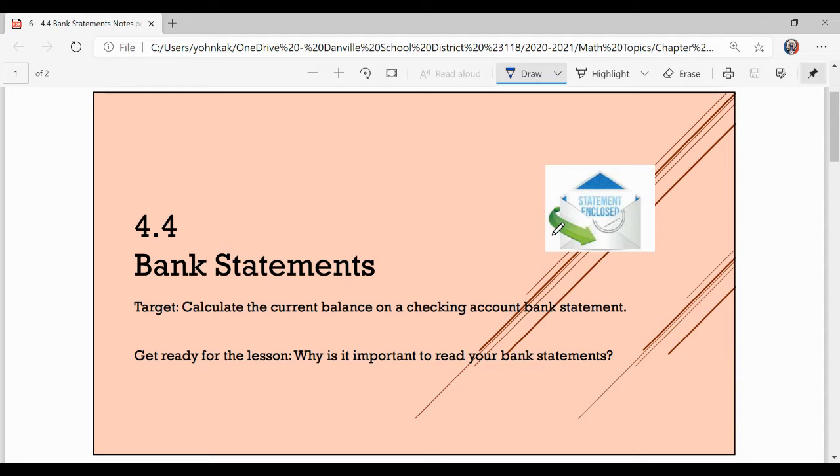So why is it important to read your bank statements? Well, there's lots of reasons. One, you should read your bank statement to make sure that there's no weird activity on your account, maybe after someone steals your identity or gets a hold of your PIN on your debit card. Another reason is to make sure that your check register and your bank statement balance. That way, you have the proper amount of money in your bank account, and the bank thinks you should have the same amount. So it's always good to look at your bank statement.